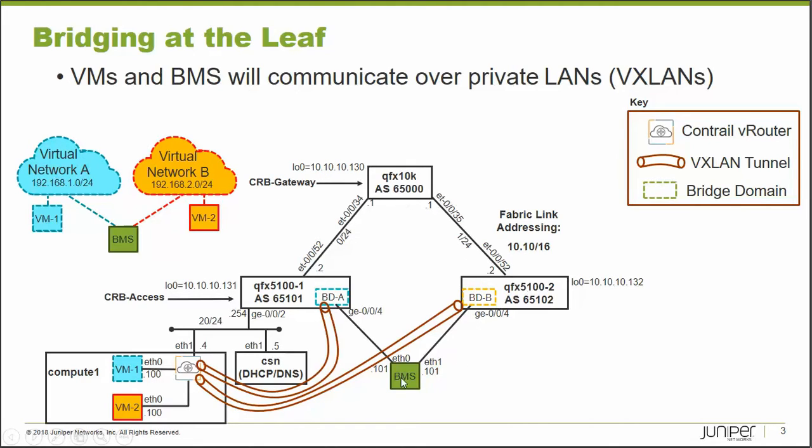The bare metal server will multi-home, that is, we'll have two interfaces, ETH1 going out to QFX 5102, ETH0 going out to QFX 5101. One interface will belong to bridge domain B, the other interface will belong to bridge domain A. Bridge domain A allows for the passing of traffic between VM1 and the bare metal server along this path, and bridge domain B allows for passing traffic to VM2 along this path across these VXLAN tunnels that are built from the QFX 5100s to the appropriate compute node. I've only shown compute 1 here, but there are actually two compute nodes in our topology, which I'll show you in a brief moment.